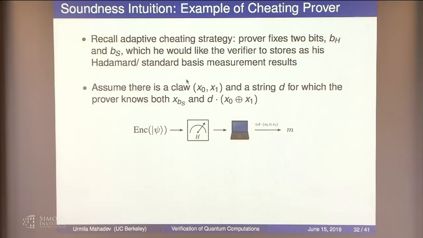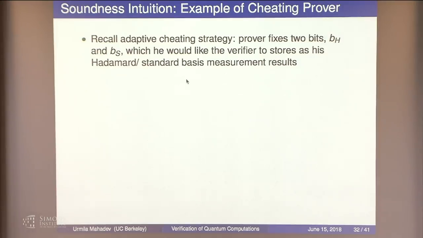Okay. So the cheating strategy that we were trying to avoid is that the prover creates a different distribution for the standard basis and the Hadamard basis, meaning there is no quantum state underlying the measurements he reports. So I'll show that this is possible if these hardcore bit properties are not satisfied.